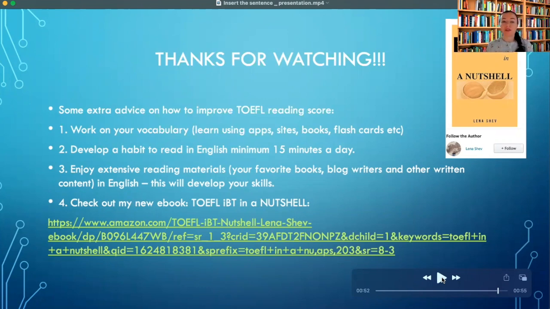Third piece of advice, enjoy extensive reading materials. Extensive reading materials are your favorite books, your favorite blog writers' articles in English, and other written content. If you read this in English, it will develop your reading skills and also will improve your academic reading skills.